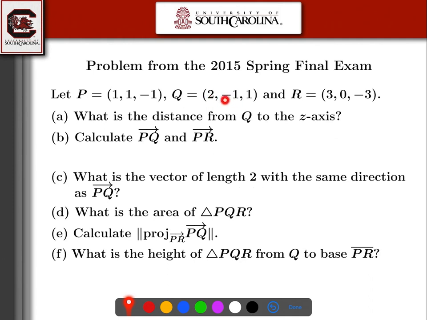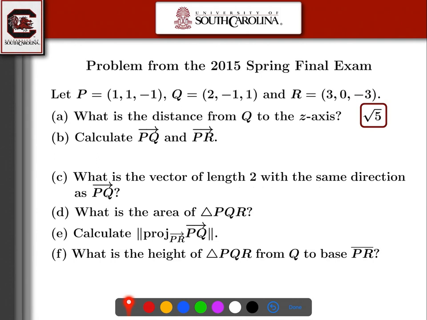And so you're going to be off by, again, the hypotenuse of that right triangle, square root of 4 plus 1, or square root of 5, from the z-axis. So the z-axis is a distance square root of 5 from this point, or this point is a distance square root of 5 from the z-axis. So that's the answer to part A.